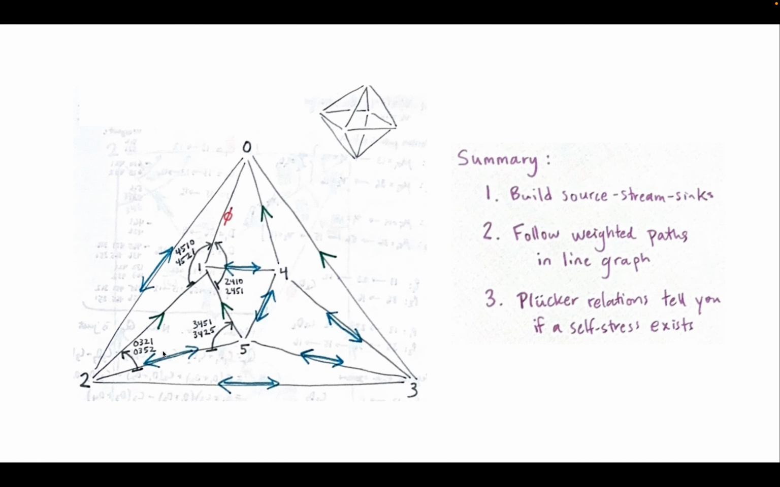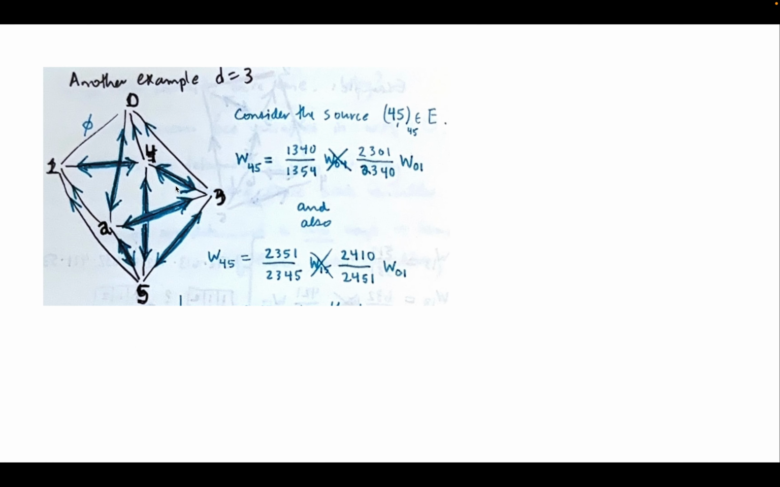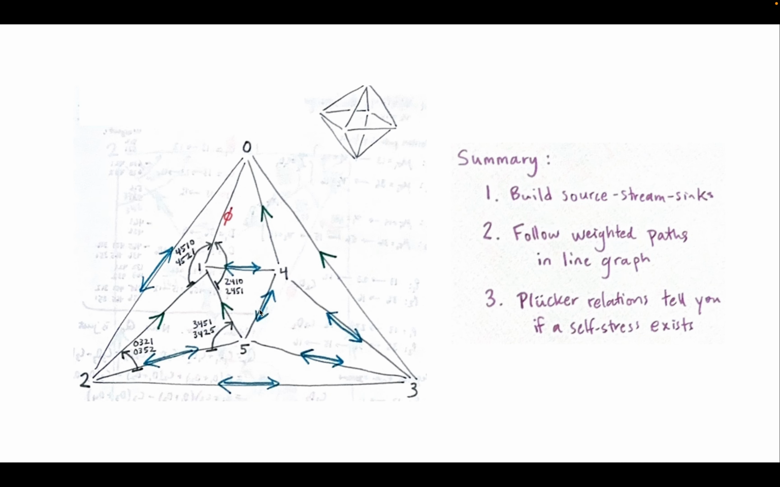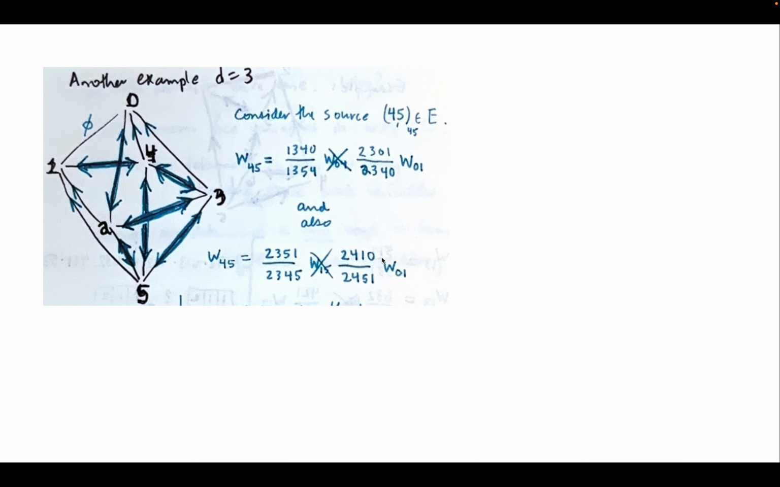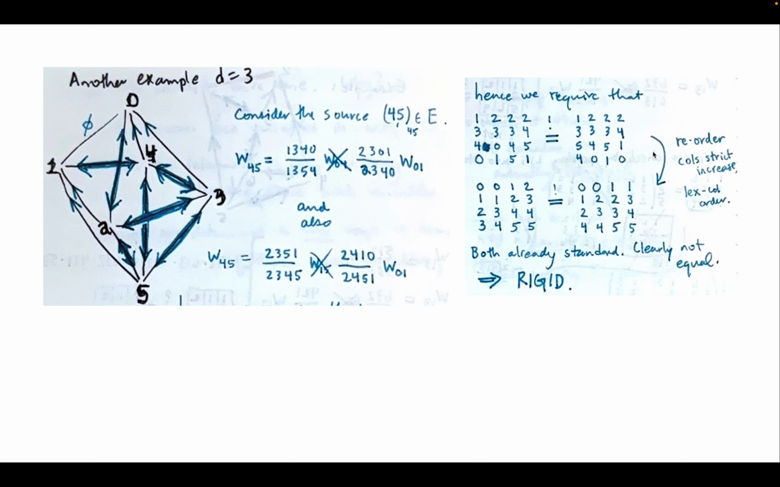So one last example. I'll take this. This is the octahedron, and we can follow the paths from source to sink. And here's one of them. Let's consider the source 4, 5. So where is it? 4, 5 is right here. So we can go to the sink in different ways. Here are two of the ways. Set them equal. And actually, both tableaux are already standard, so we don't have to do any sort of straightening at all. And they are clearly not equal. So we're already done. We've already verified that the octahedron is rigid generically.